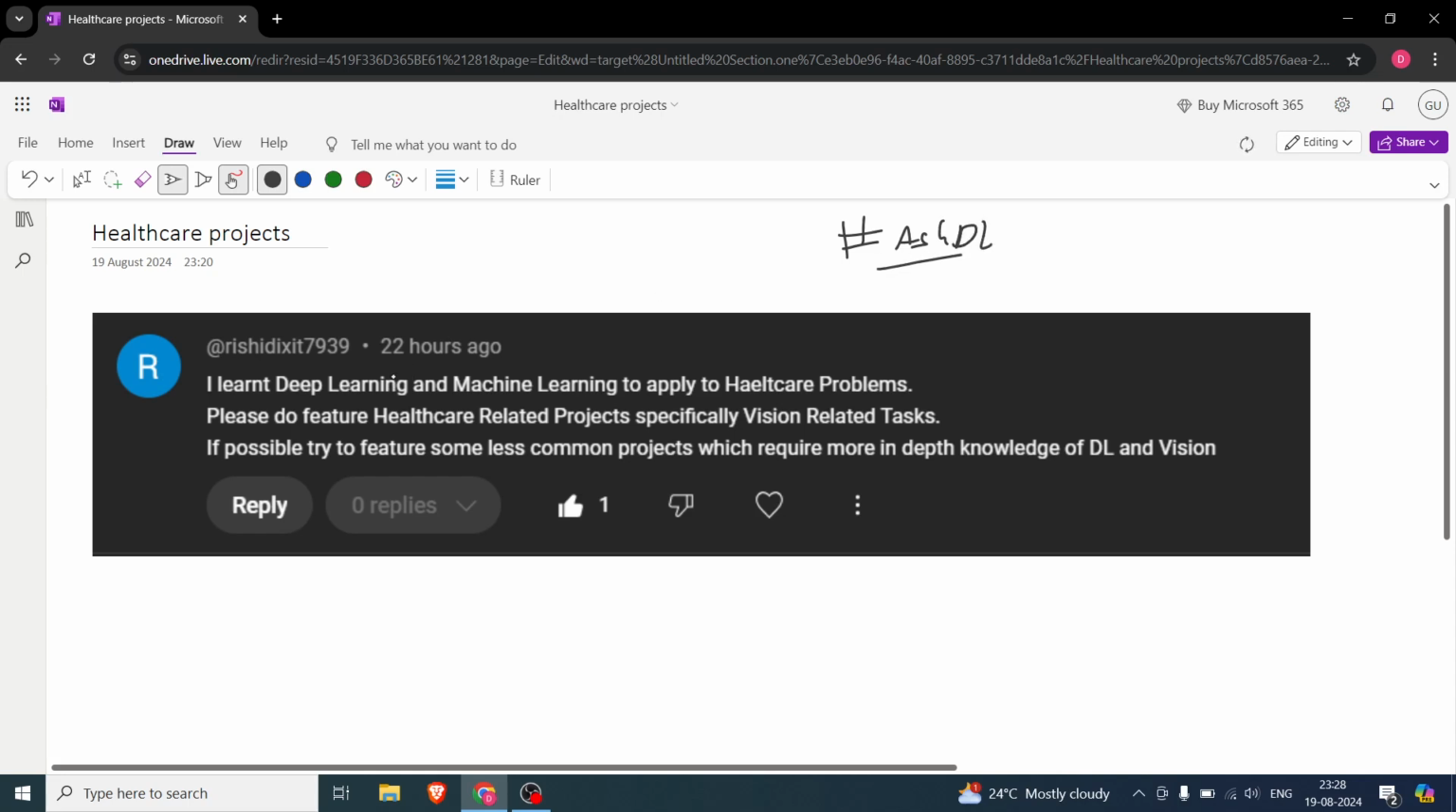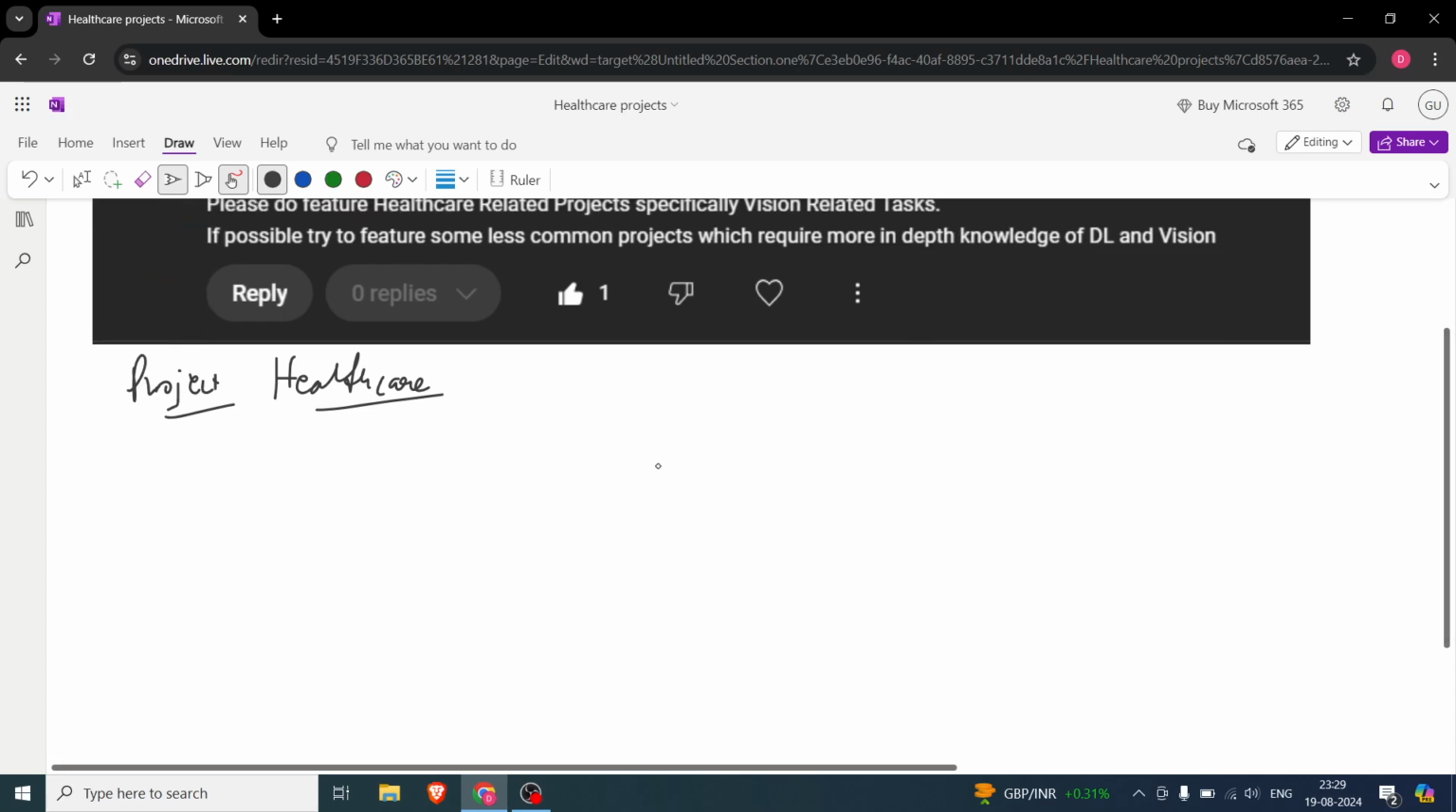The question that Rishi has asked is: I learned deep learning and machine learning to apply to healthcare problems. Please do feature healthcare related projects, specifically vision related tasks. If possible, try to feature some less common projects which require more in-depth knowledge of DL and vision. Well, Rishi, you are correct that most of the projects in deep learning, whenever it comes to the healthcare field, are related to vision only. The reason is that there is a very specific type of problems that are solved in deep learning with regard to healthcare.